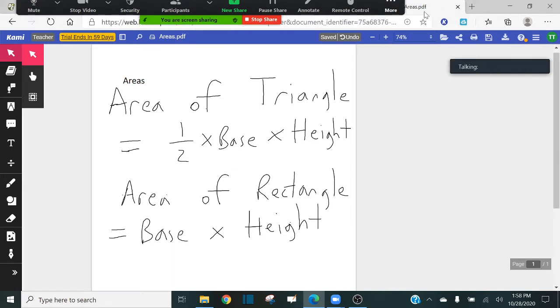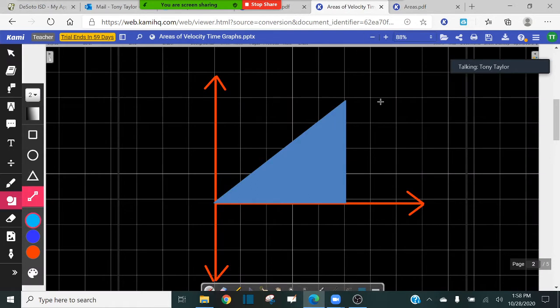Now, here's what we're going to do. We're going to take the area of this velocity versus time graph here, and then in just a moment, I'm going to tell you guys physically what that area means, because that area has a physical meaning to it in terms of our moving object. But first, let us calculate the area.